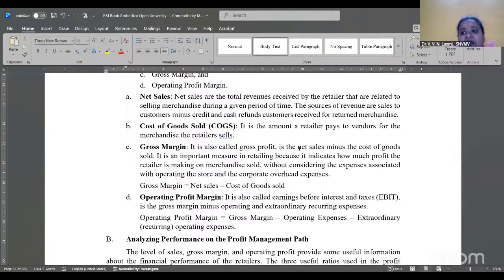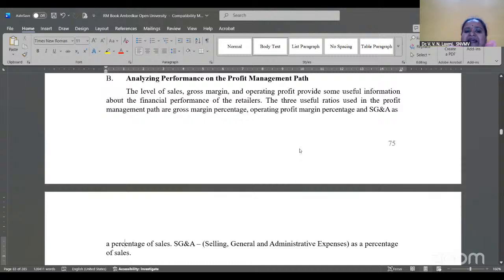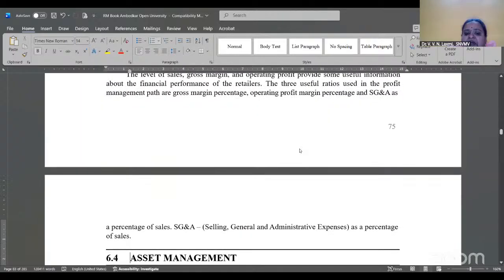See, these have to be positive, but depending upon the objectives and the goals set by the retailer, how much gross margin he has budgeted or he is expecting, and what should be his operating margin, and did he achieve whatever the projected margins were. Now, how do we analyze the performance on the profit management part? This is how we are going to analyze it.